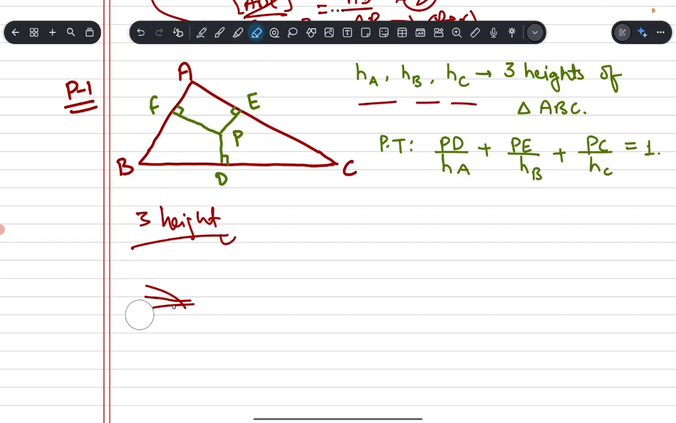So yeah, we are provided with the three heights of the triangle HA, HB, and HC. We are given a random point in here, and we have dropped perpendiculars from that point to all the sides, and we are supposed to prove that PD by HA, PE by HB, and PF by HC is 1. So the concept is the same. Spot something common.